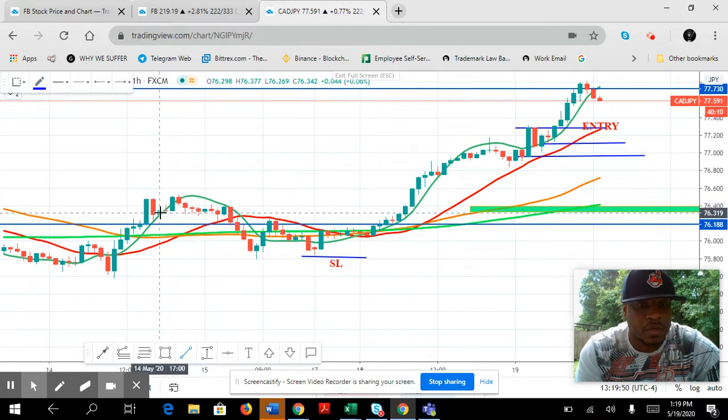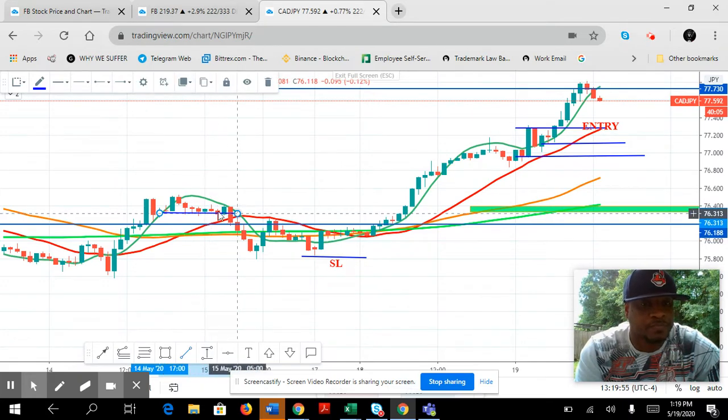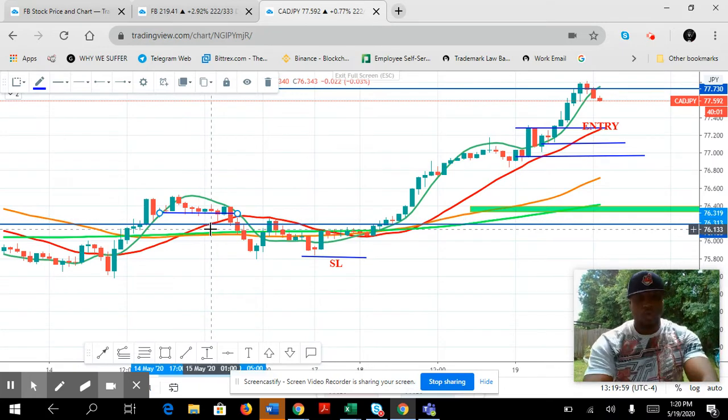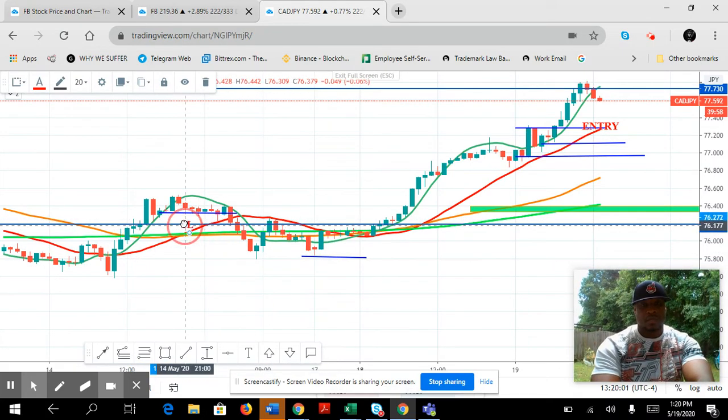Stop loss right there. And what happened? It went up and then it came back down and it hit your stop loss. So you would have lost right here. You're lost. How many pips to say you're taking a standard?